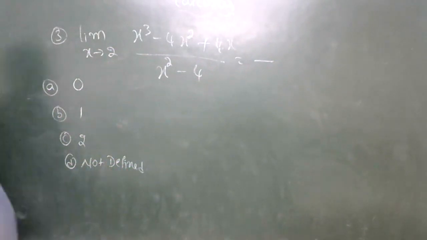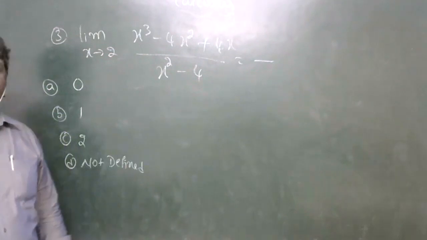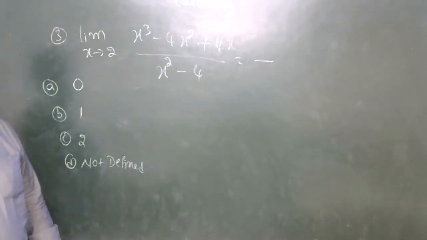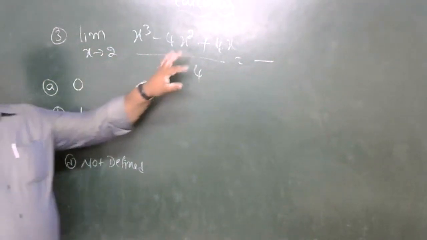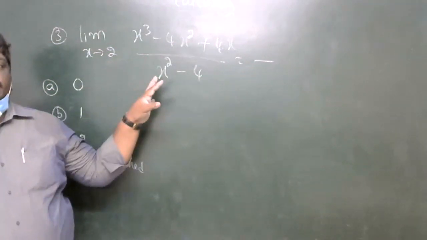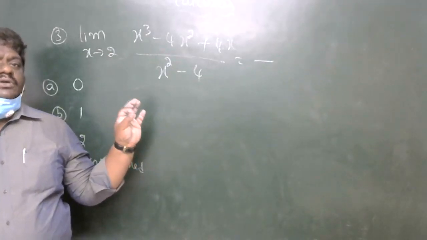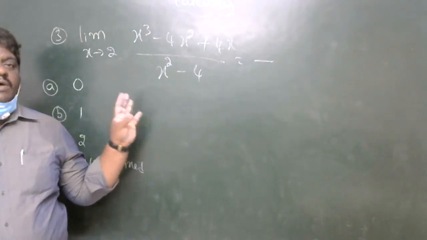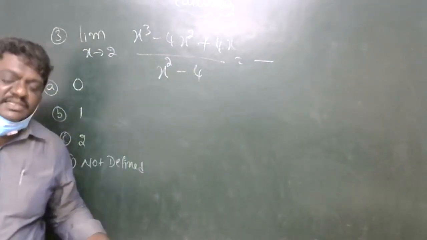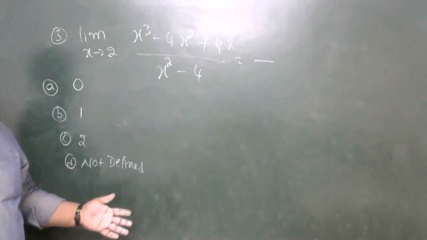Check once. By substituting 2 directly, what are you going to get? In the denominator, 0 is coming. In that case, you should go for altering the function. That means the 0 giving term you should eliminate. How to eliminate? Either by factorization or by a rationalizing factor.